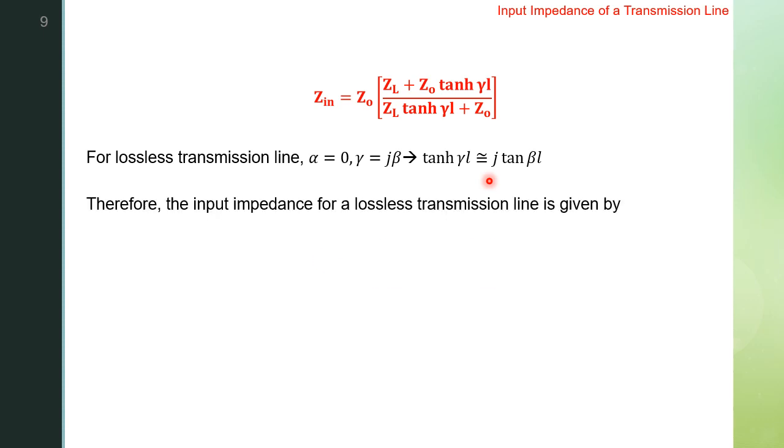So the expression for Zn for a lossless transmission line is given by Zn equal to Z0 into (ZL + jZ0 tan βL) divided by (Z0 + jZL tan βL). This is the expression for the input impedance of a lossless transmission line, where β is equal to 2π/λ and L is the length of the transmission line.